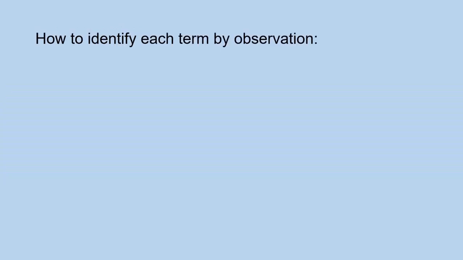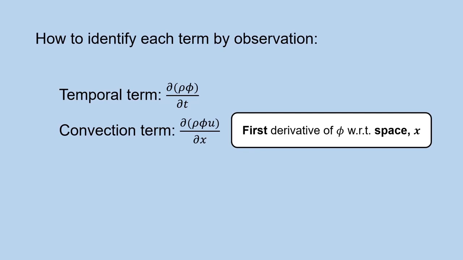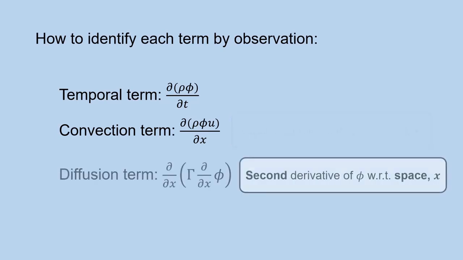We must learn to recognize each term when given a transport equation. The temporal term is represented as a derivative of phi with respect to time. The convection term is represented as a first derivative of phi with respect to space. And finally, the diffusion term is represented as a second derivative of phi with respect to space.